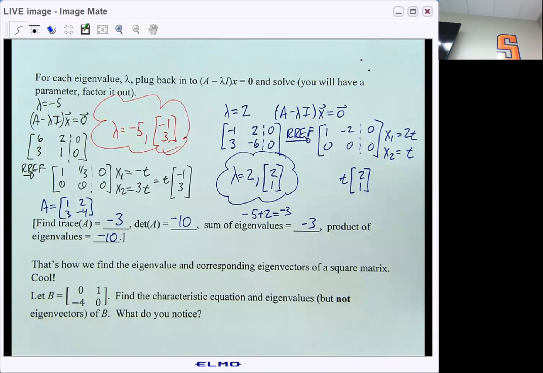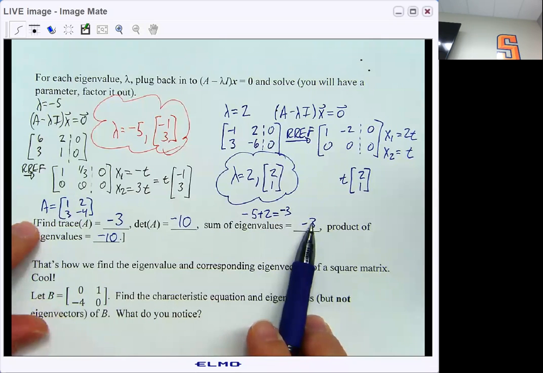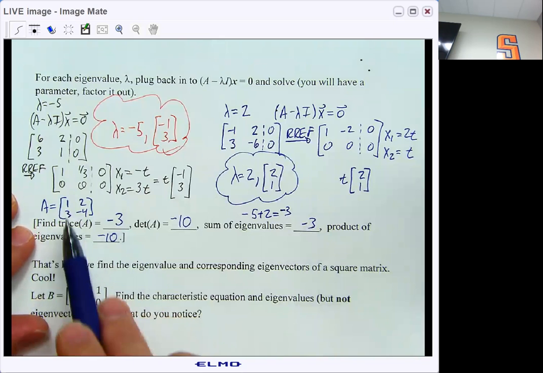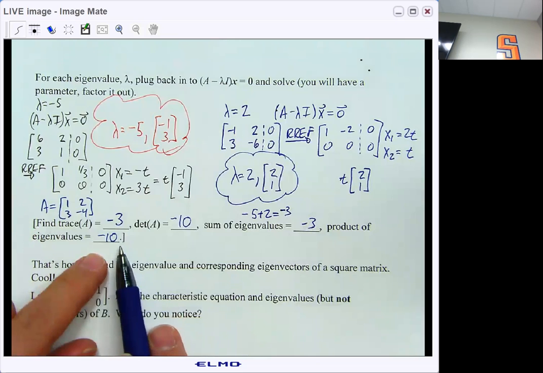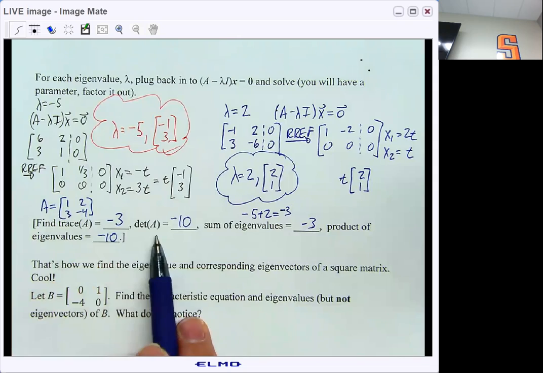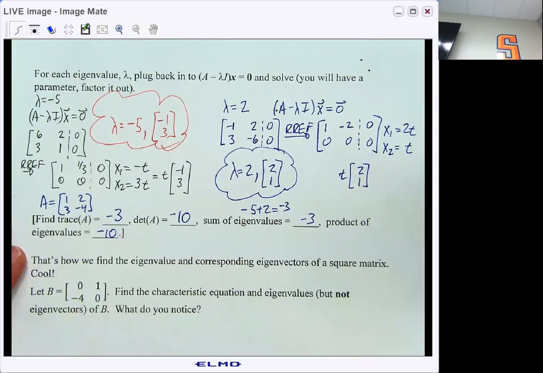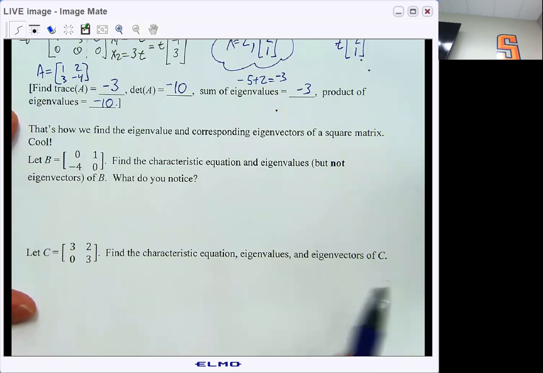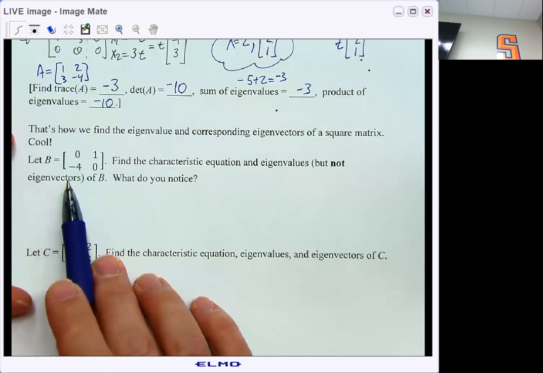Ooh, that's cool. So the sum of the eigenvalues will always turn out to be the trace of the original matrix, the sum of the main diagonal elements. And the product of the eigenvalues will always turn out to be the determinant of the matrix. You'll prove that in later math classes. Okay, so let's go ahead and try another one here together.